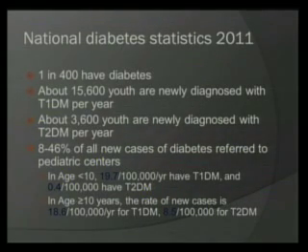These numbers are from the National Diabetes Statistics 2011, published by the United States Department of Health and Human Services. They report about 215,000 people younger than 20 years have diabetes, both type 1 and type 2, which represents about 1 in 400. There are about 15,600 children newly diagnosed with type 1 diabetes annually, and about 3,600 newly diagnosed with type 2 annually. And type 2 diabetes represents about 8 to 46% of all new cases of diabetes referred to pediatric centers.